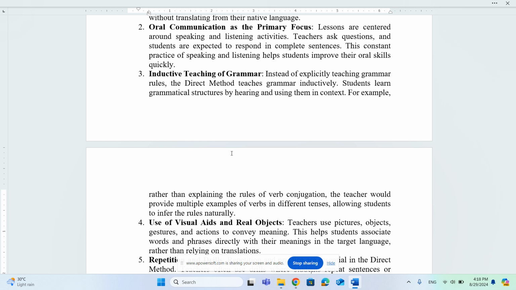can encourage your students to discover the rule themselves. Rather than posing the rules to the students, first of all engage them in different activities and encourage them to infer the rules by themselves. That type of teaching grammar is called the inductive way of teaching grammar. So this method focuses on inductive teaching of grammar.